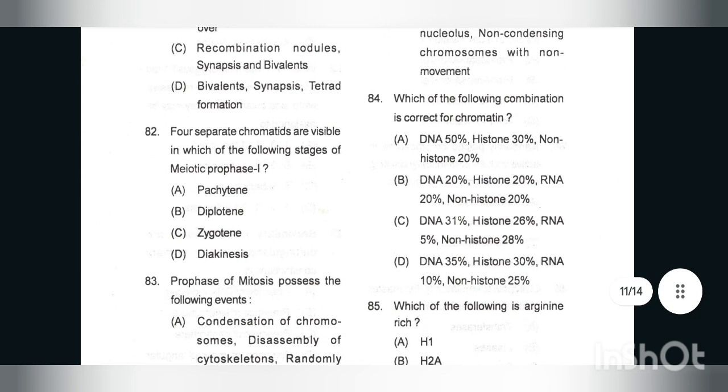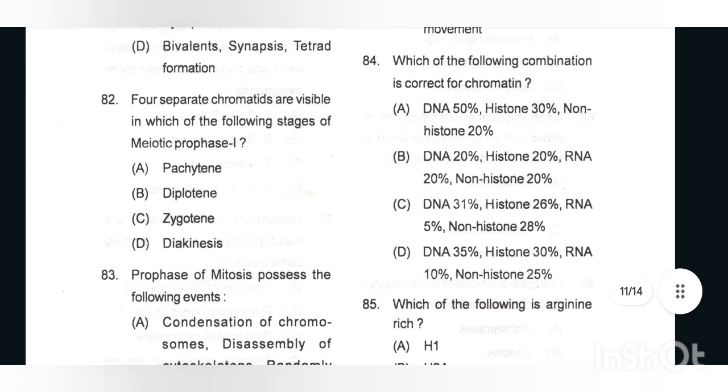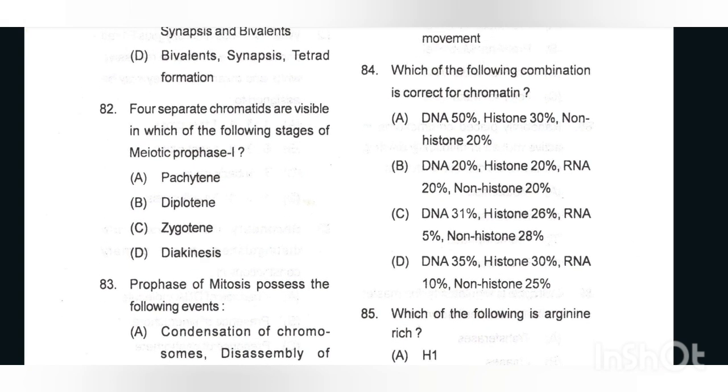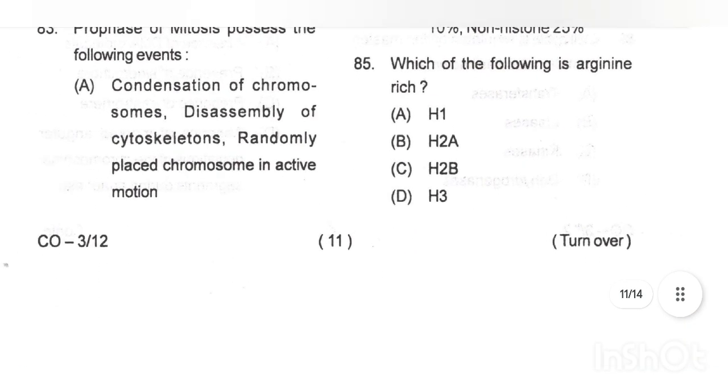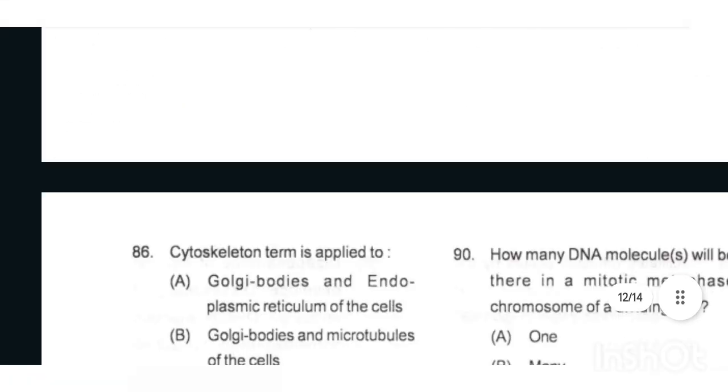Then question number 84, which of the following combination is the correct for chromatin? So here the right answer is option D, DNA 35%, histone 30%, RNA 10%, non-histone 25%. Then question number 85, which of the following is arginine rich? So arginine rich is your H3, H1 is your lysine rich.